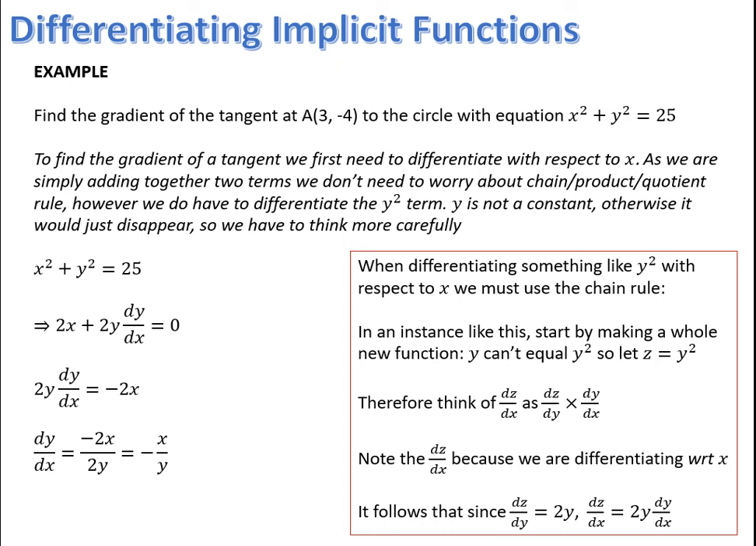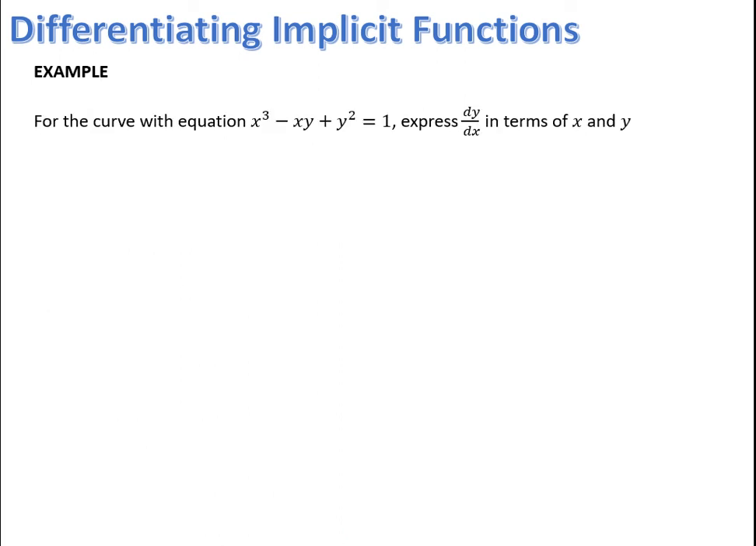I've just got to apply it to the question. So I'm finding the gradient of the tangent at a, which is 3, minus 4. So I just shove those values in, and I get minus 3 over minus 4, which obviously simplifies to 3 over 4. But that's a more straightforward example of implicit differentiation. So let's try a more difficult one.